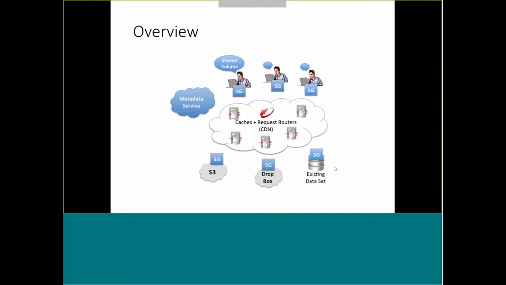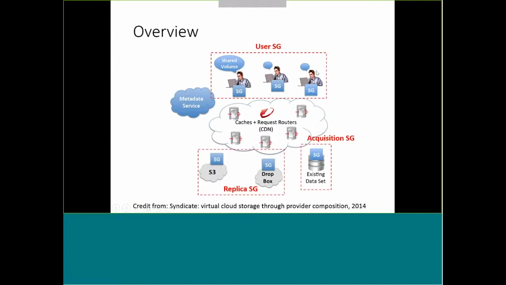The next slide shows the Syndicate architecture. According to the Syndicate architecture, we have three major components. The first one is the user Syndicate gateway. SG stands for Syndicate gateway. The user Syndicate gateway interfaces with edge caches for an application endpoint, so it responds to the application's read-write requests.